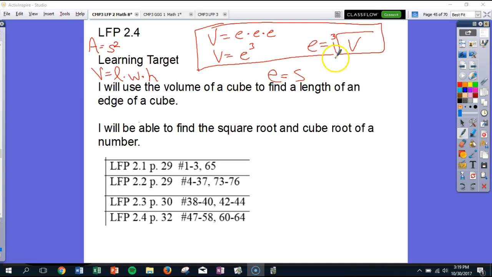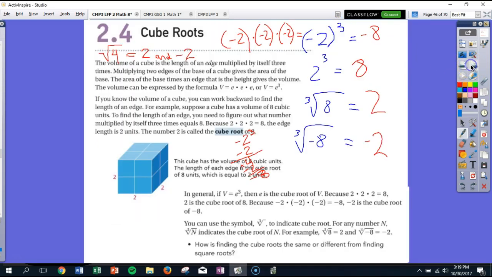So we have the same sign looking like the square root does, but now we write a 3 up there, and that tells us the cube root, which means whatever number this is, we need to find the number that if we multiply it times itself 3 times will give us this number. So let's see if we can break this down a little more. Here in 2.4 we talk about cube roots, and let me give you an example.